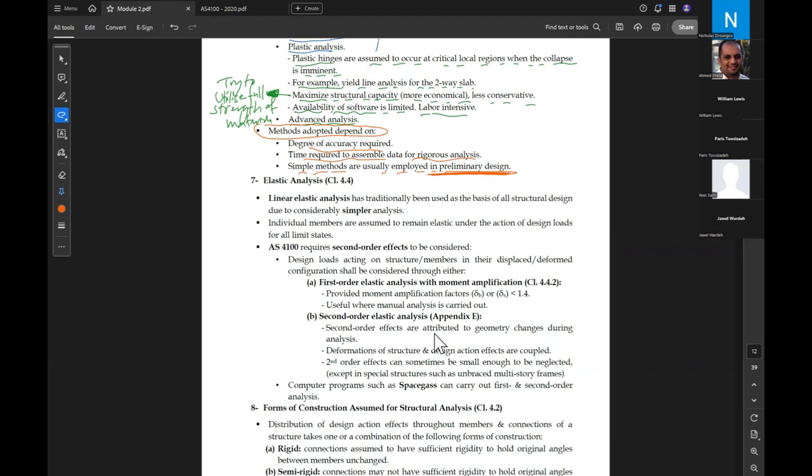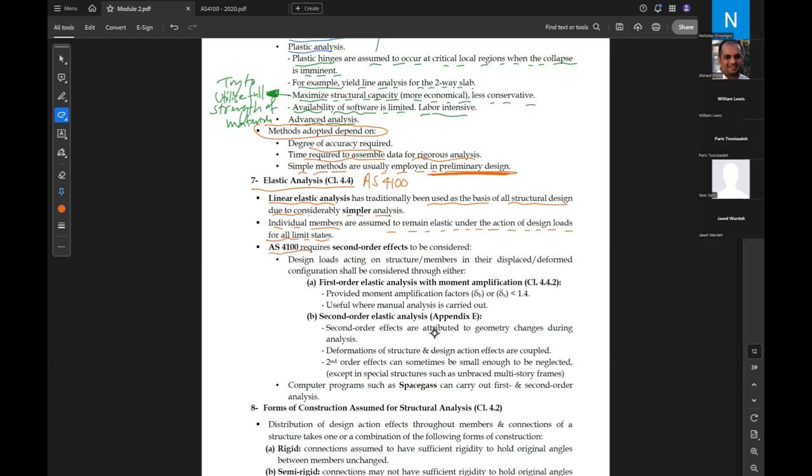So let's start with some ideas about the elastic analysis, which is in clause 4.4 in the Australian Standard 4100. The linear analysis, or the linear elastic analysis, has been used as the basis of all structural design due to being considerably simpler. Individual members are assumed to remain elastic under the action of design loads for all limit states. So this means that after applying the load, the element or the structure stays elastic.